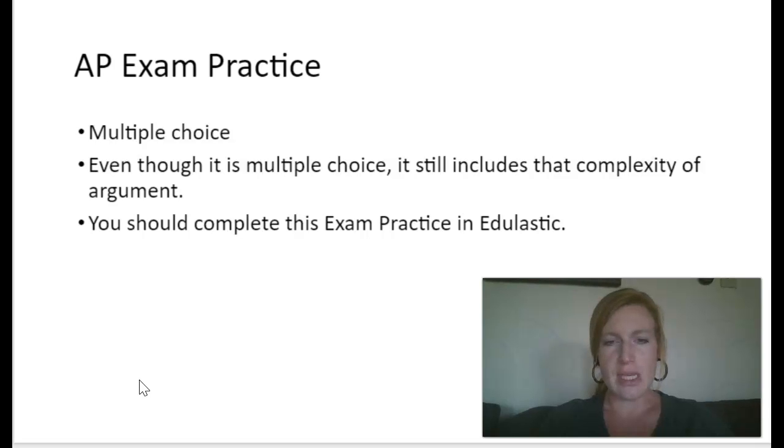All right, so that wraps up our notes for today. Your mastery check is an AP exam practice today, and that is multiple choice. Even though it is multiple choice, it still includes that complexity of argumentation that we've been talking about. You will just need to read a piece and examine the complexities of argumentation within that reading and answer some multiple choice questions in Edulastic. As always, if you have questions, please reach out to your teacher, and stay tuned for next lesson.